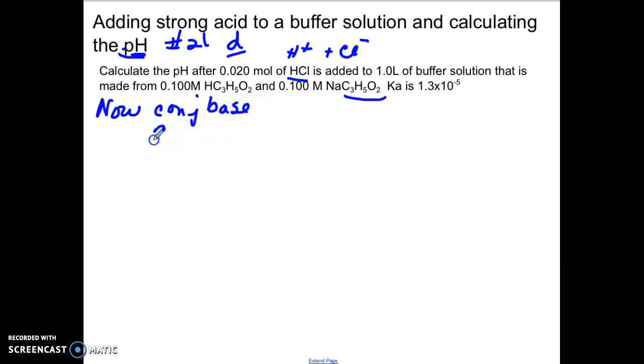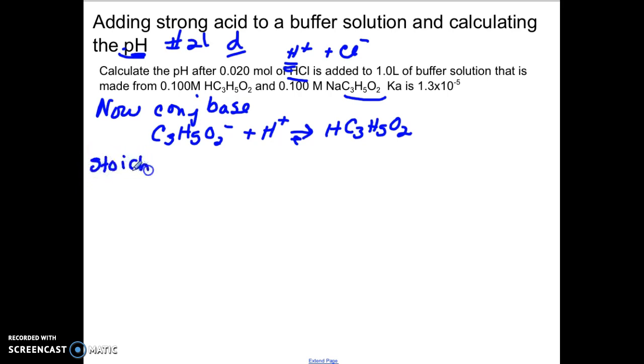So the reaction becomes C3H5O2 minus will react with the H plus to absorb those H pluses from the acid. And what you're going to make then is the weak acid HC3H5O2. And that's going to stay intact. Not very much of this is going to dissociate. So what's interesting now is that we have to do a stoichiometry before we do RICE tables or any of that kind of thing. So I'm going to label this as stoichiometry, as far as what is happening.